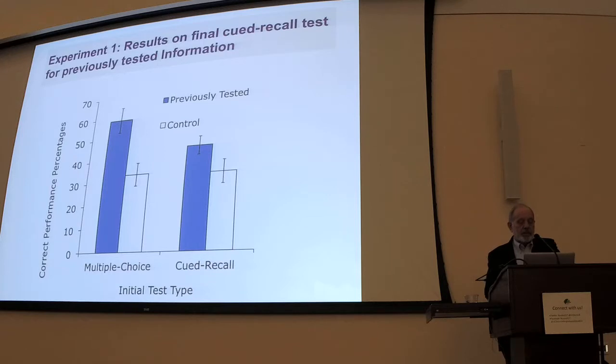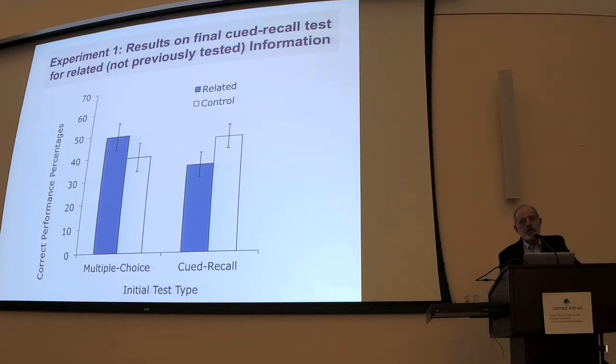And what we found in those results is that, as far as the previously tested, you're better having an initial test than not having an initial test, but the advantage is bigger if it's multiple choice. And then the thing we're really interested in is new questions that were related. As you can see, if it's multiple choice, you do better on those new questions than in the control condition. And if the initial test is cued recall, you actually do a little worse. In this case, it was significant. In other experiments, it has not always been significant, but the initial cued recall does not help and may hurt recall of other information. Now, why would that be?